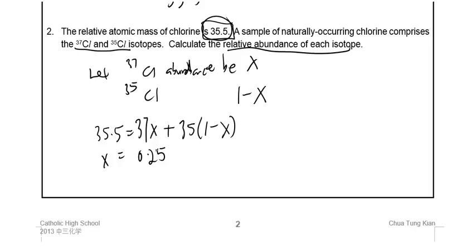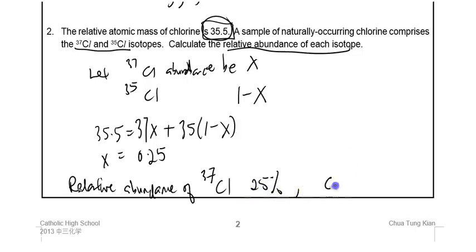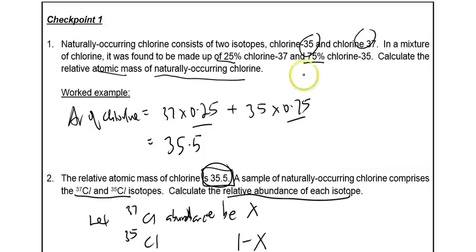So this corresponds to a relative abundance of chlorine 37 as 25% and chlorine 35 as 75%. And this actually corresponds to the values on top here in the question. 75% of it is chlorine 35 and 25% of it is chlorine 37.